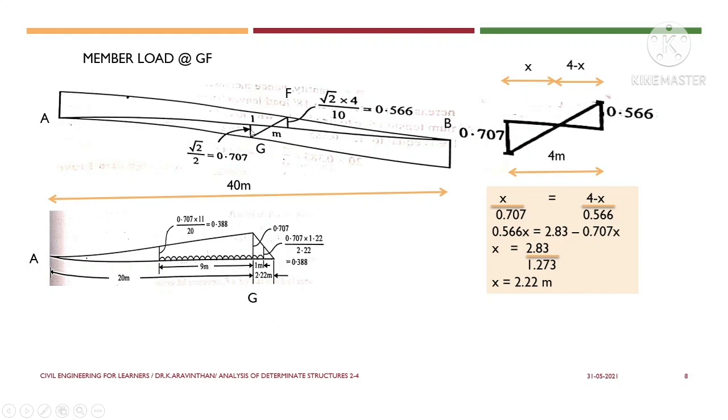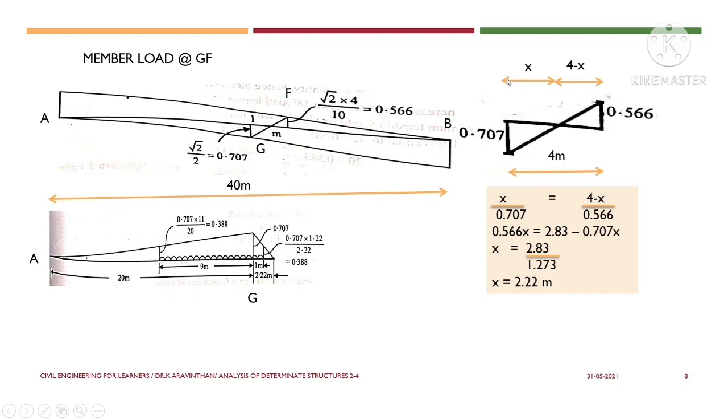We got this. So the total distance from G to A is 20 meter, and we have to find this 2.2. What is this 2.2? So you got the transition point. This is the transition point between G and F. So we have taken G and F here. During this transition point, we know the ordinate at G as 0.707 and at F as 0.566. And you know the distance between G and F is 4 meter. So you can refer the diagram. Each panel has 4 meter.